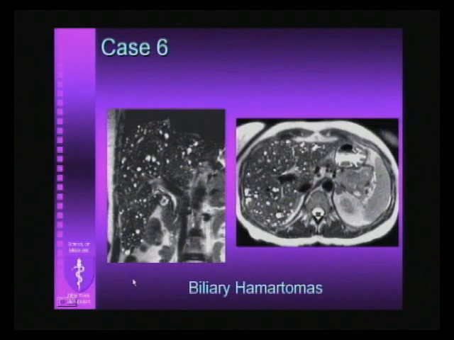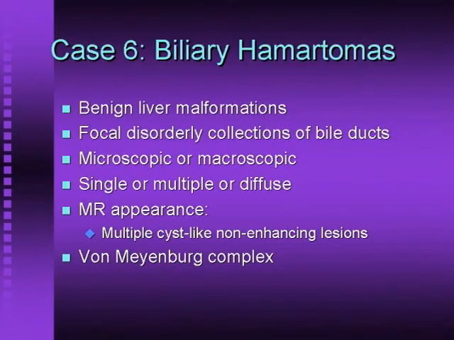This is really an Aunt Minnie. These are benign liver malformations. They represent disorderly collections of bile ducts. They can be single, multiple, or diffuse, but in the diffuse form, they're pretty classic. I suppose you could be worried about, say, metastatic mucinous tumors or polycystic liver disease, which is sort of part of the spectrum of this. But in this case, when there's no clinical history, and there's no abnormal enhancement at all, this is a very typical appearance for biliary hamartomas, also known as von Meyenburg complexes.